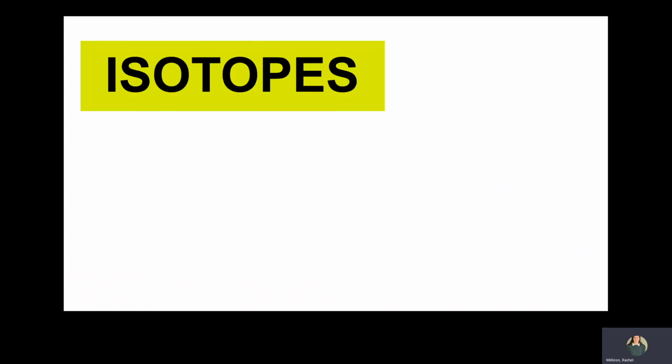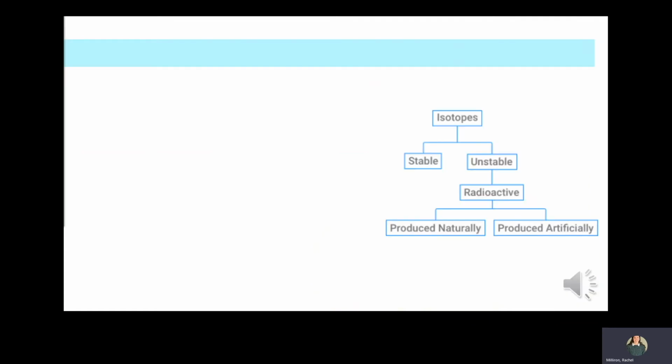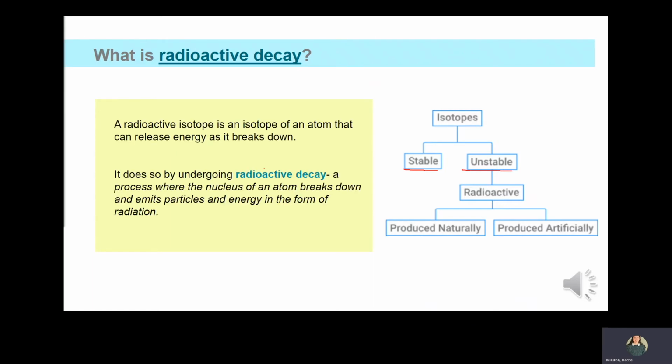We've been really focusing on isotopes, and remember that isotopes are atoms that have the same atomic number, or the same number of protons, but have different mass numbers, and that is due to the change in the number of neutrons. What is radioactive decay? There are two types of isotopes: stable isotopes that do not break down and unstable isotopes that do break down, or are called radioactive. A radioactive isotope is an isotope of an atom that can release energy as it breaks down. By breaking down, we call this process radioactive decay.